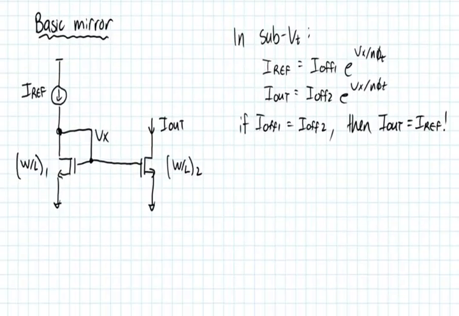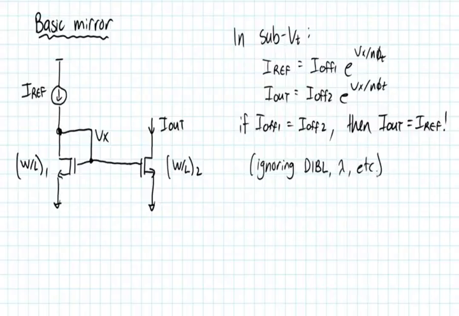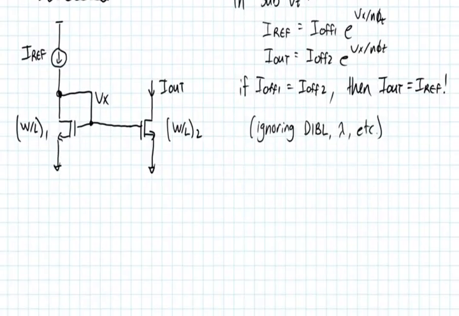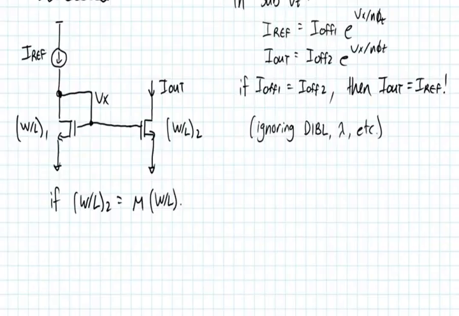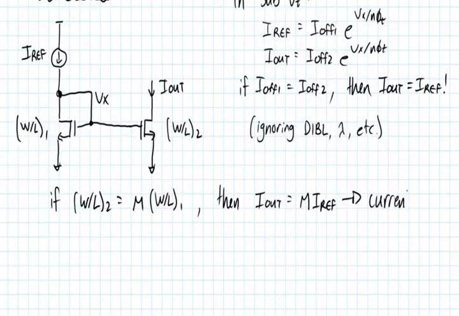This is a nice basic current mirror. Now, of course, we're making a lot of assumptions here. This is ignoring DIBL. It's ignoring channel length modulation, etc. Okay, but to a first order, this is correct. Now, what's nice about this kind of structure is just like in above threshold, if W over L2 is equal to M times W over L1, in other words, the output current source is M times larger, then we get an M times multiplication. In other words, I out is equal to M times IREF. Okay, so life is good. This is a current multiplier.